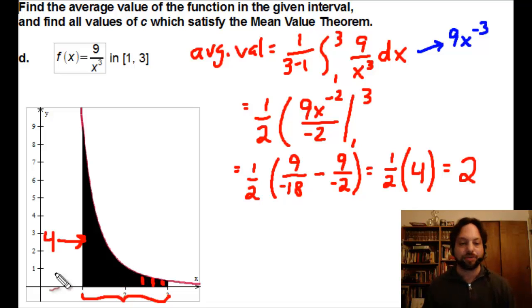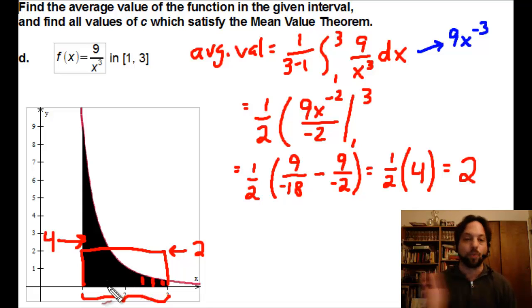Now, I could use that interesting information to draw a rectangle here that's the same width as the interval, but has a height of 2. And in fact, what would be the area of this rectangle if it has a width of 2 and a height of 2? Well, of course, the area of that rectangle is just 4. And so the shaded in area and this rectangle have the same value.